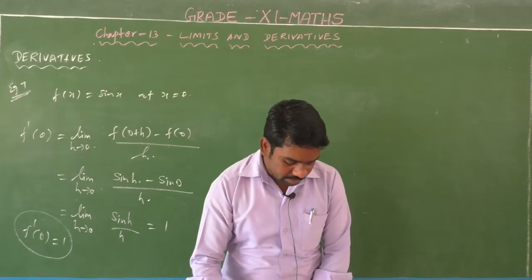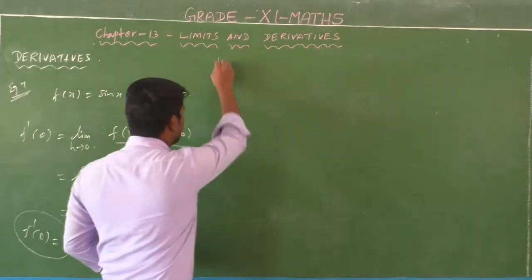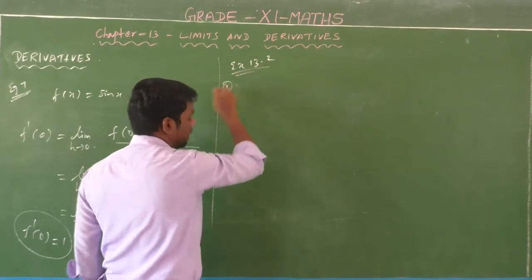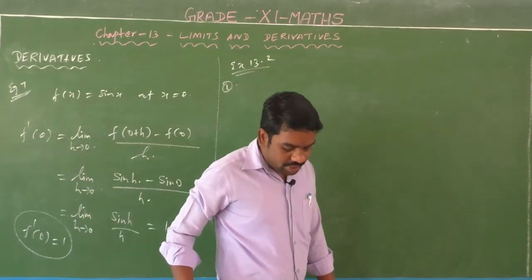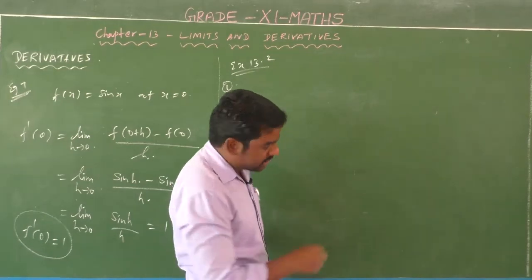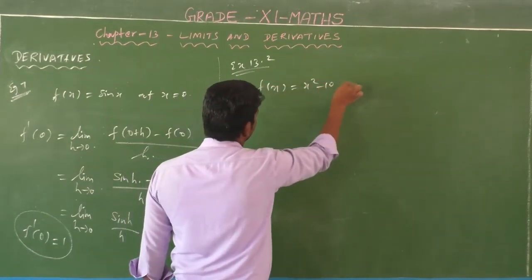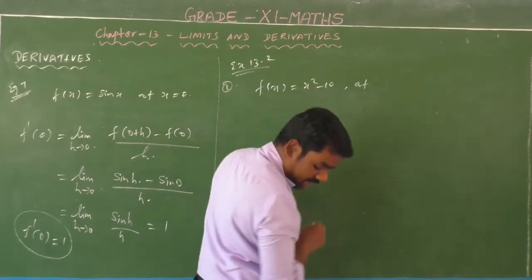exercise number 13.2, first question. Listen students. Find the derivative of x squared minus 10 at x equal to 10. f of x is equal to x squared minus 10 at x is equal to 10.